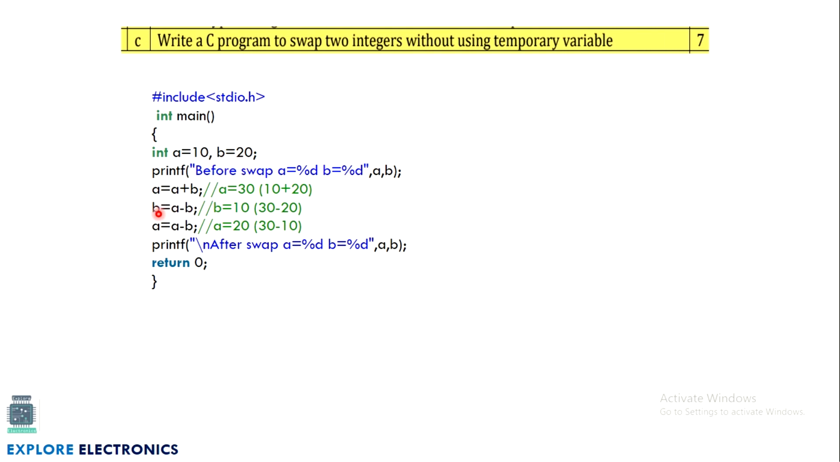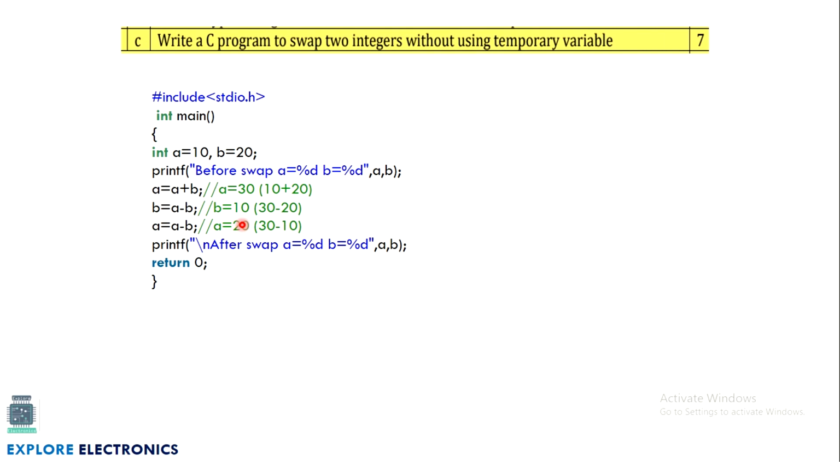So what will b be now? We all know that a is 30 now. Now 30 minus 20 will be b, correct? So what we have to do is a minus b. That is 30 minus 20, we'll get 10. Now b has a's value. That means we have swapped a to b.